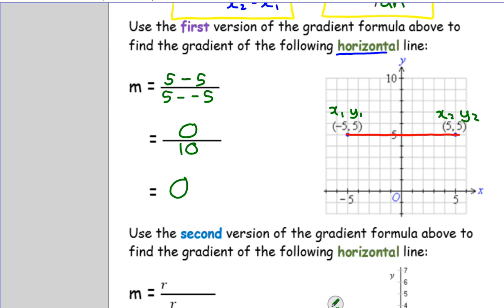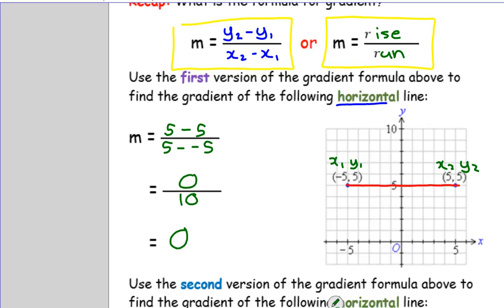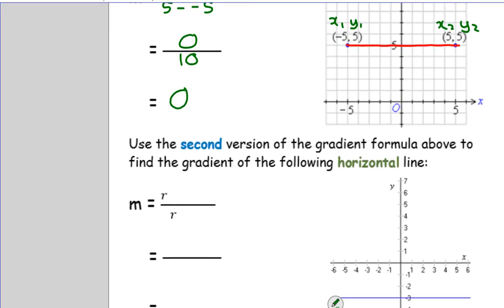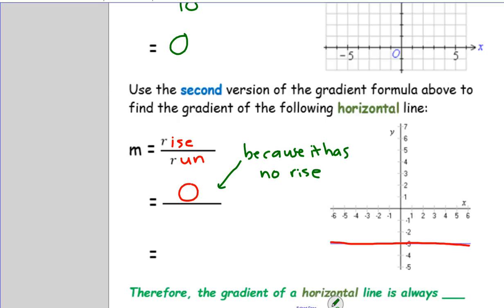How about that? Now we want you to use the second version of the gradient formula above, the second one to the right, to find the gradient of the next horizontal line. So we don't have any coordinates on this one. So remember, m equals rise over run. That's what I want you to use of this horizontal line. So try to think, what rise does it have? It has no rise, so you would say 0. And in terms of the run, it doesn't say where it's beginning and ending, so we could say infinity.